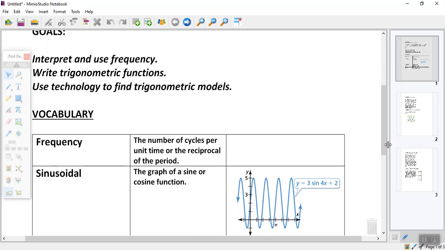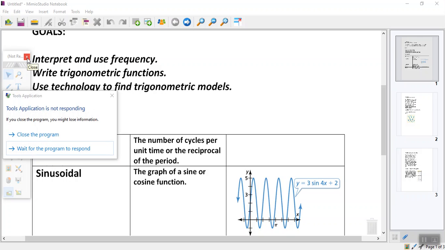You guys remember when we talked about period and cycle time? With sine and cosine, the period can be found by taking 2 pi and dividing by what? Absolute value B. We're going to talk about a new part today. We're going to talk about interpreting and using frequency. This is going to be a new one for you, but very important.